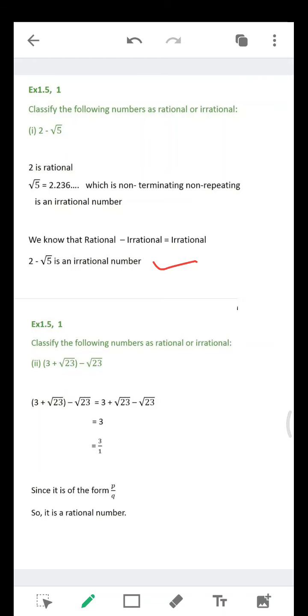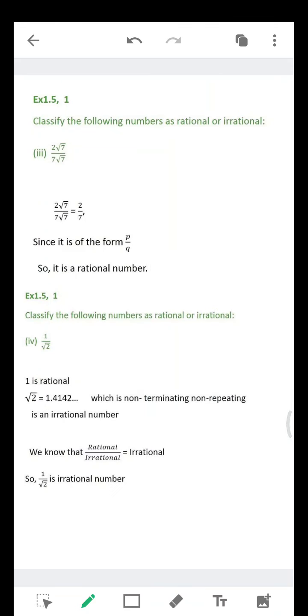Here you can see 3 plus root 23 minus root 23 in the second question. So I can cancel this plus root 23 minus root 23. What is the final answer? 3. But 3 is a rational number, because 3 can be written as 3 by 1. Because the result is 3, there is no root in this. This is a rational number. So these are very important concepts for MCQs especially. So listen carefully. I'll give you a short quiz based on the same concept which you have to answer.